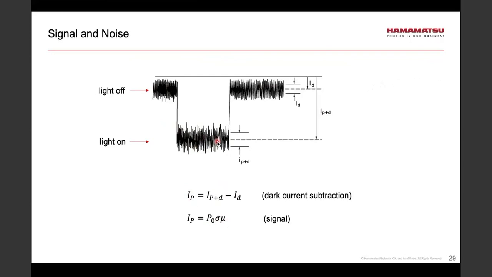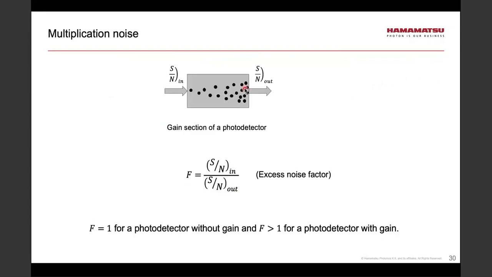Before moving on, I just wanted to point out that on this slide, what we've done is to subtract the effect of dark current. So that subtraction can always be done if it needs to be done. What we'll not be able to do is to somehow subtract this noise. But first, let's learn about some origins or sources of noise. Let's begin with multiplication noise.